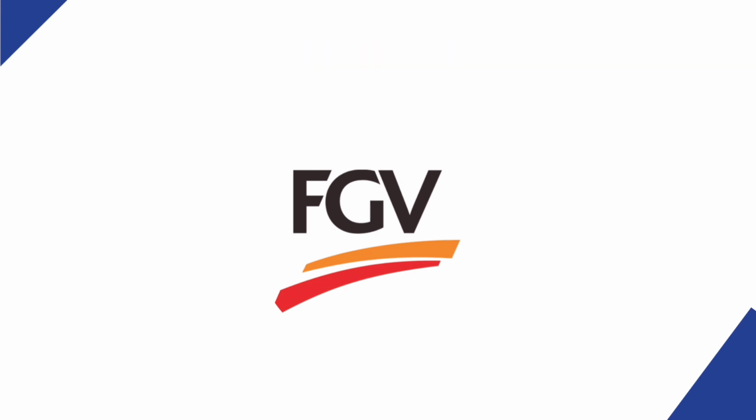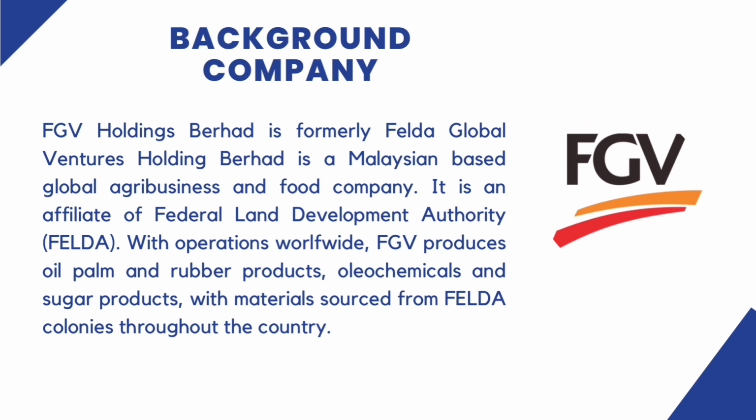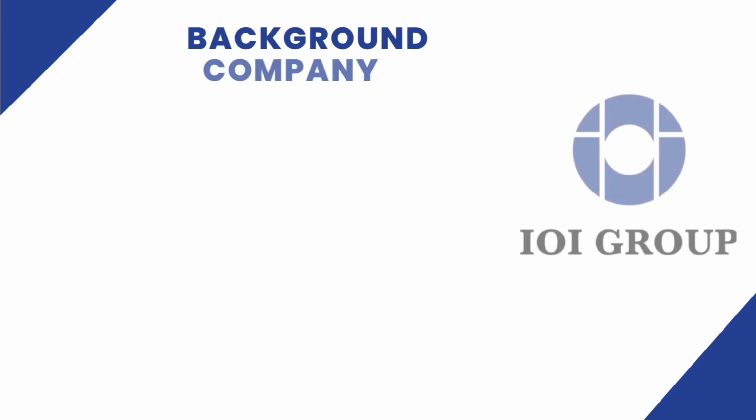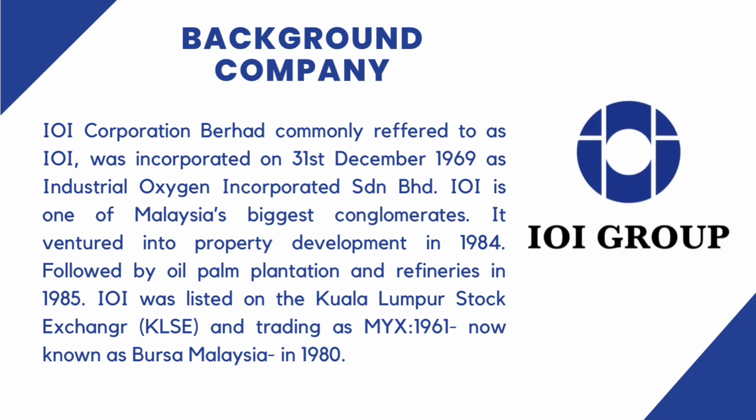to our country. FGV Holding is agribusiness and is an affiliate of the Federal Authority with operation worldwide. FGV produce oil palm, rubber and oleochemical with material sourced from federal colonies throughout the country. For IOI Corporation, commonly referred to as Industrial Oxygen Incorporate Sdn Berhad, IOI is one of Malaysia's biggest that venture into property development and followed by oil palm plantation and refineries.